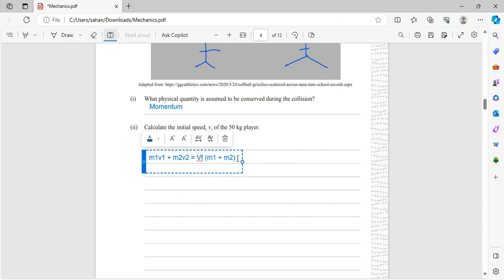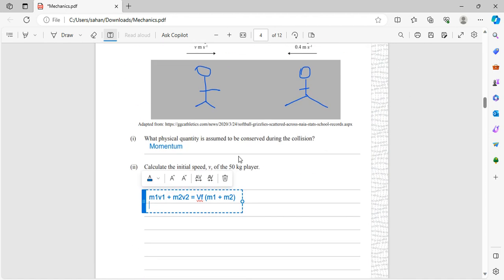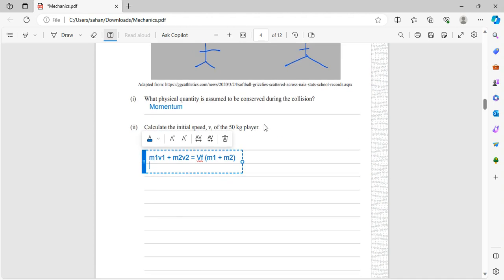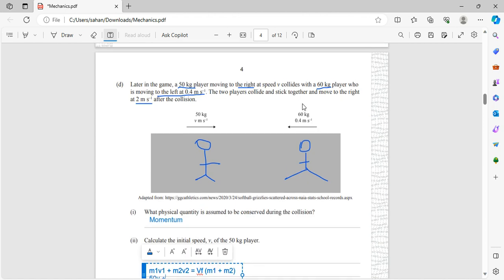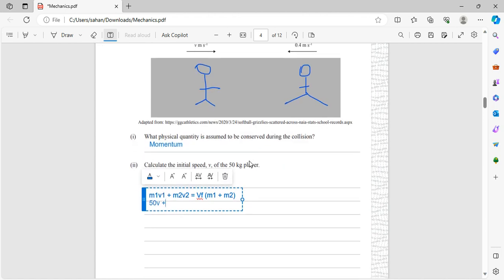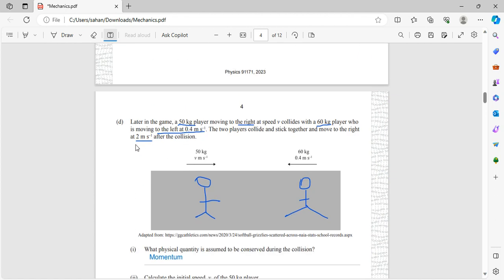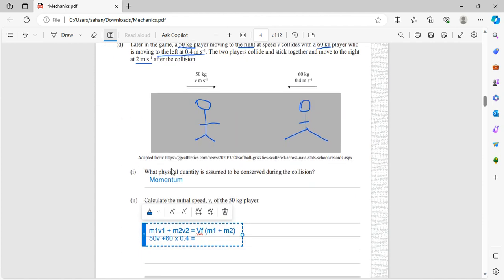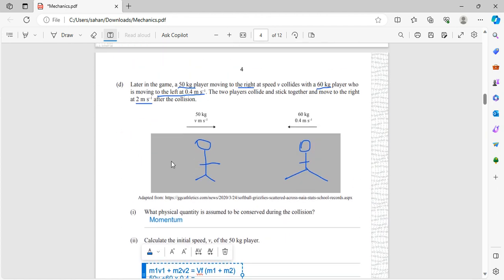Okay, so that is my formula, and let me just pop those numbers in. So we have a 50 kg player going at V meters per second, so 50V, plus we have a 60 kg moving at 0.4, so 60 times 0.4 is equal to Vf, which is given as 2 meters per second after the collision, and that is to the right.